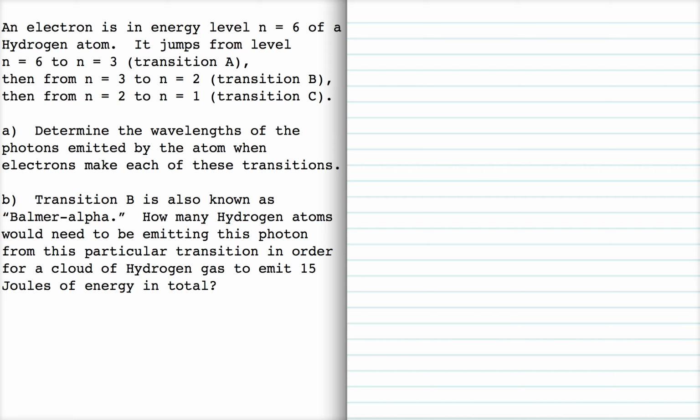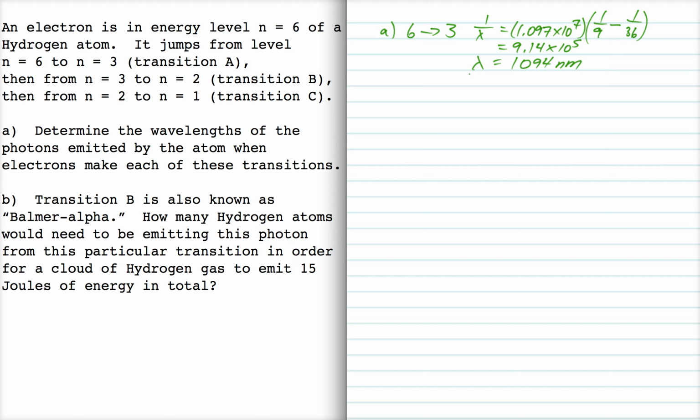Okay, for hydrogen lines, we have a shortcut, right? If we're going from level 6 to level 3, which is our first transition, then we know that 1 over the wavelength is equal to the Rydberg constant times the difference in n's. We take the smaller minus the larger n, like this, and you get 9.14 times 10 to the 5th. And so the wavelength, which is the inverse of this, is 1,094 nanometers.